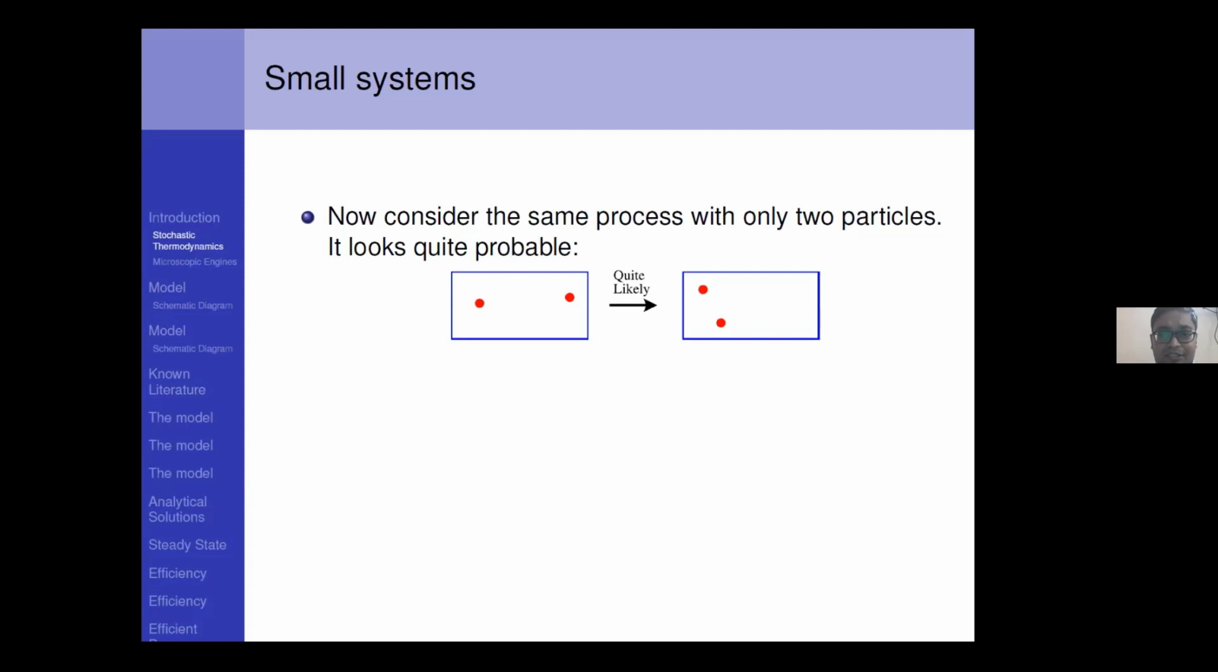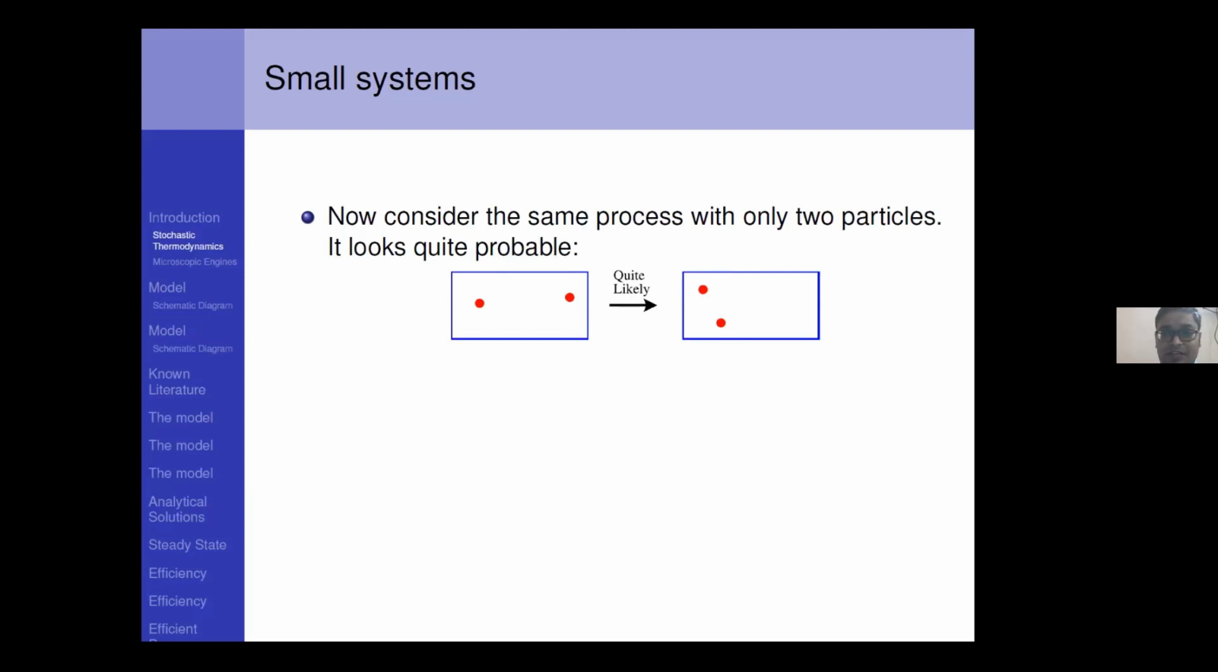But consider this system. There are two particles, each in one half of the box. And what is the probability at some later time that we find both the particles in a single half? Now, this is a quite likely process. In fact, almost 25% of the times, if we start with this configuration, we end with this configuration.